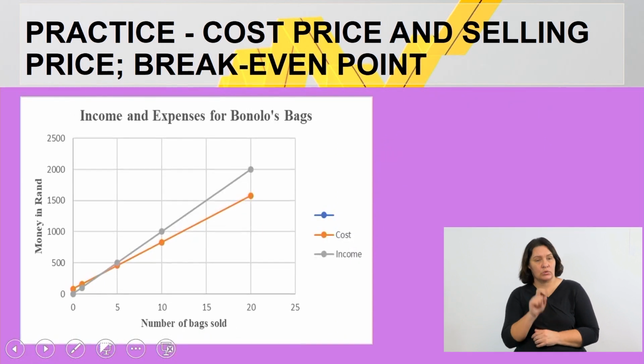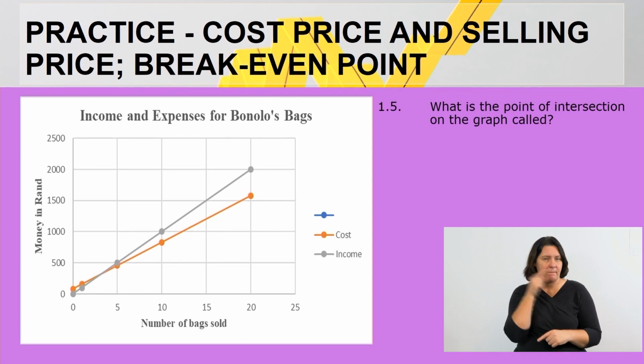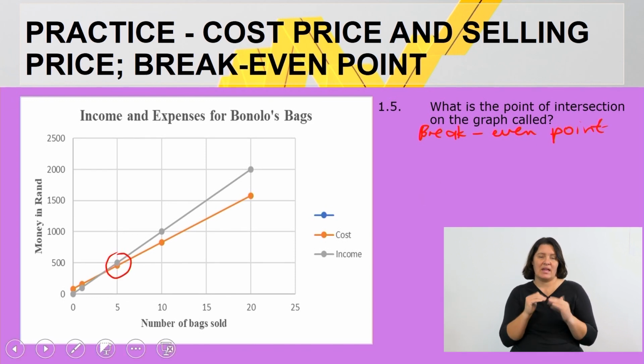Then the next question, we are saying, what is the point of intersection on this graph called? Remember, this point of intersection we call the break-even point. Right, so that's the break-even point. And here we can clearly see is our break-even point.